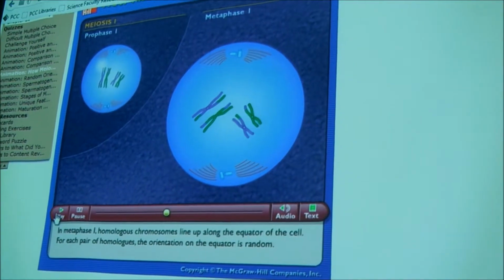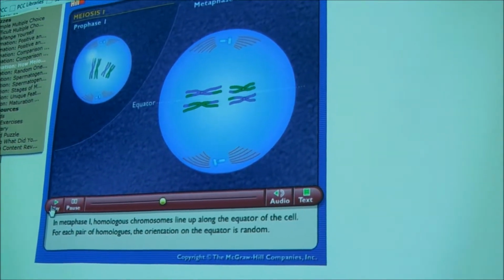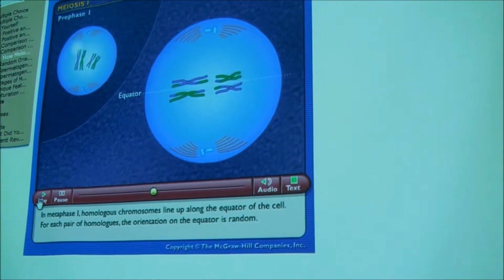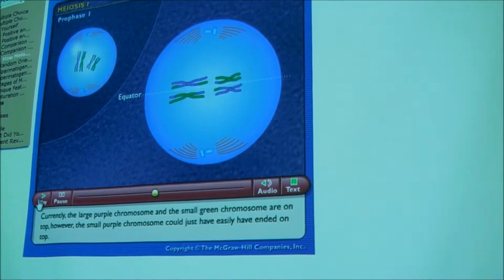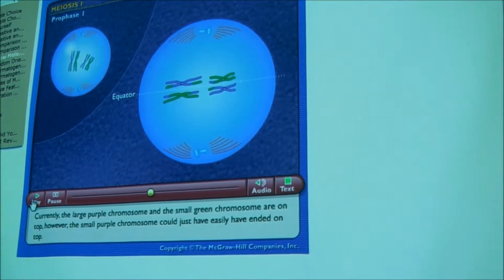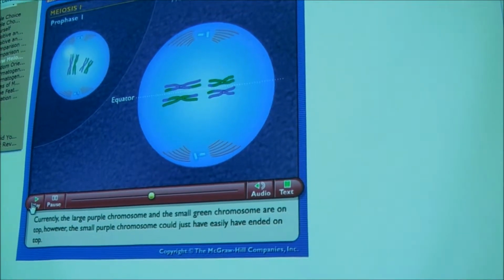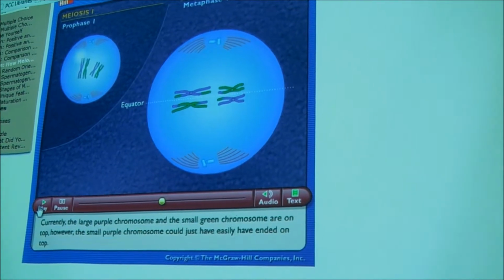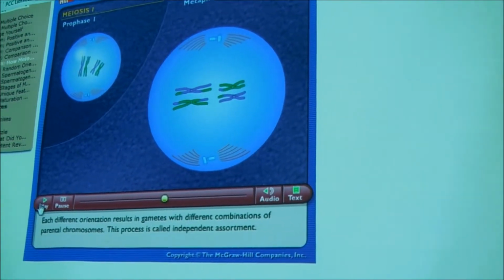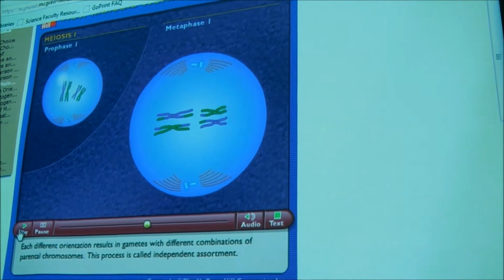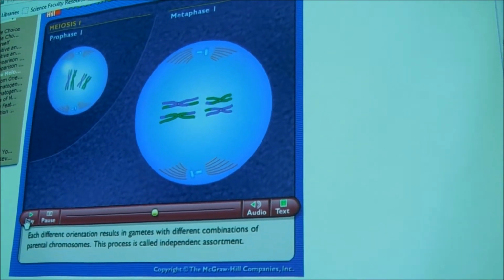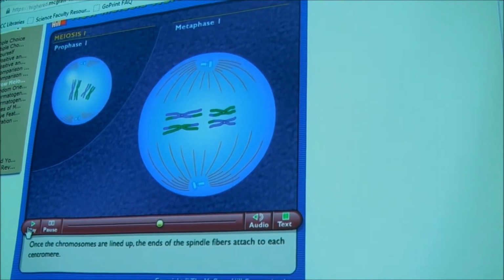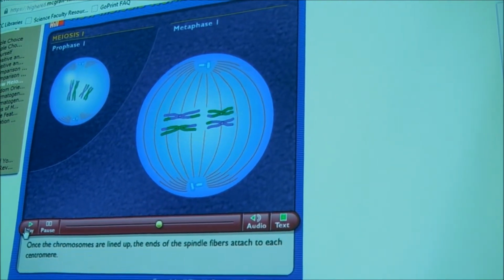In metaphase 1, homologous chromosomes line up along the equator of the cell. For each pair of homologs, the orientation on the equator is random. Currently, the large purple chromosome and the small green chromosome are on top. However, the small purple chromosome could just as easily have ended up on top. Each different orientation results in gametes with different combinations of parental chromosomes. This process is called independent assortment. Does that ring a bell from Mendel? Once the chromosomes are lined up, the ends of the spindle fibers attach to each centromere.